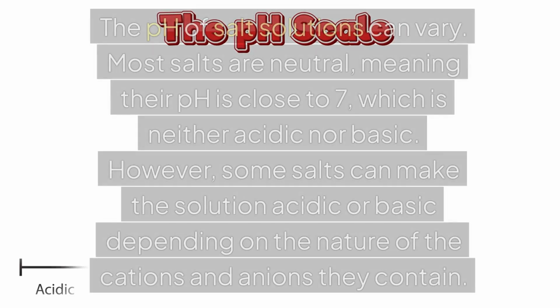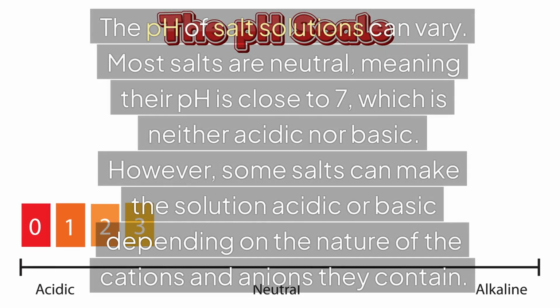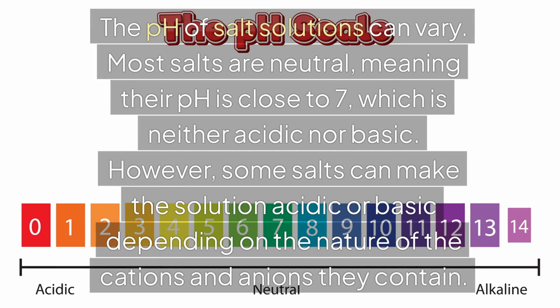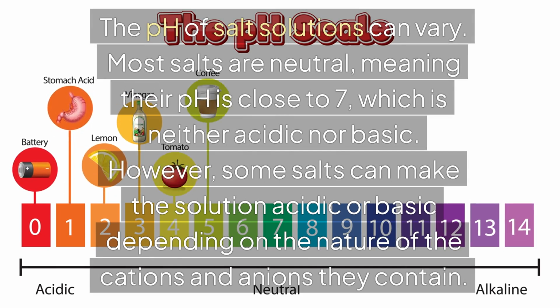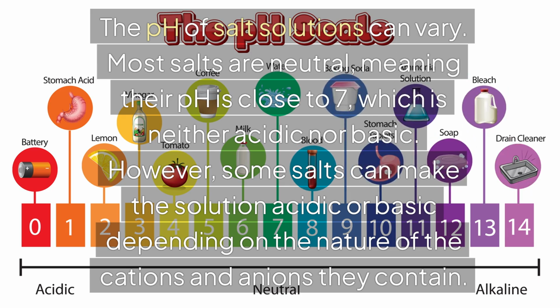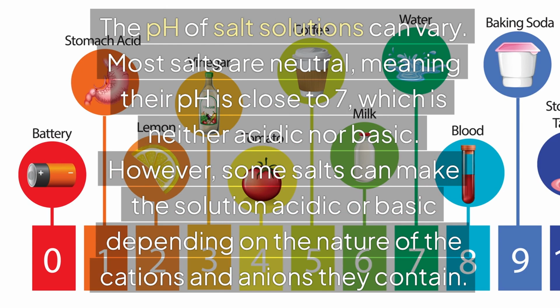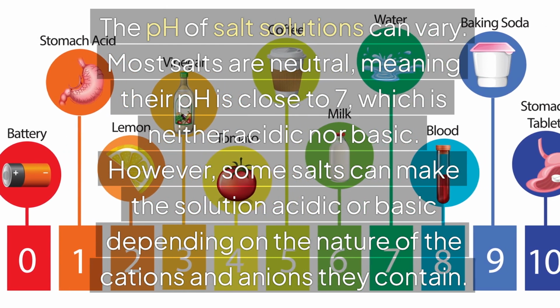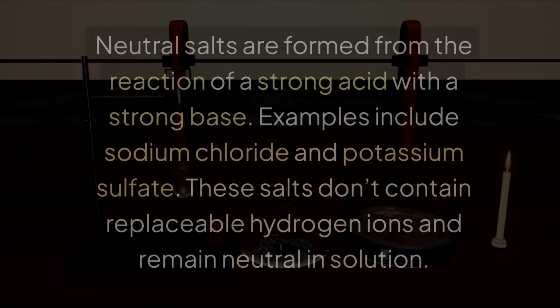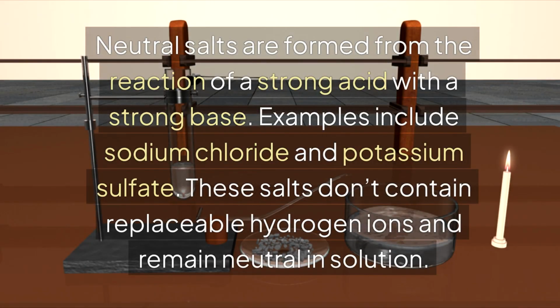The pH of salt solutions can vary. Most salts are neutral, meaning their pH is close to 7, which is neither acidic nor basic. However, some salts can make the solution acidic or basic depending on the nature of the cations and anions they contain. Neutral salts are formed from the reaction of a strong acid with a strong base. Examples include sodium chloride and potassium sulfate. These salts don't contain replaceable hydrogen ions and remain neutral in solution.